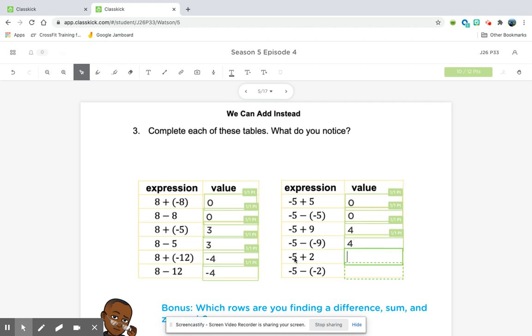And then this one, -5 plus 2. Different sign, subtract. 5 minus 2 is 3. Keep the sign of the bigger number, -3. And then what does your pattern tell you? What should the answer to -5 minus -2 be? Should be -3. Because for each addition and subtraction problem, you're getting the same answer.